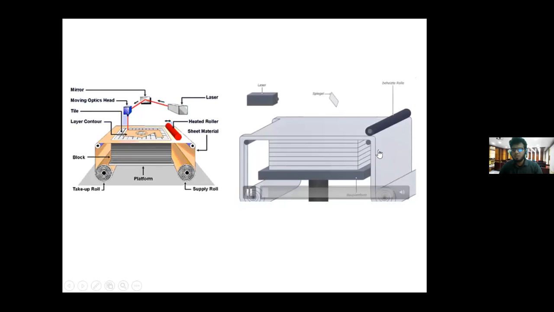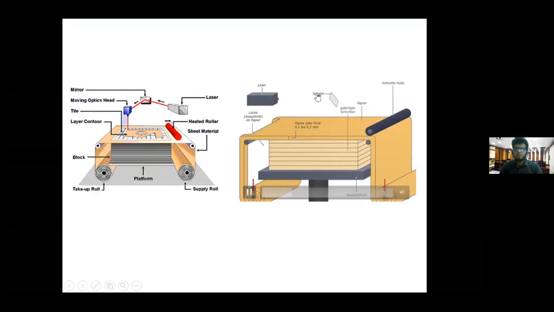This is the installed raw material of films, and this is the feeder, and this is the base platform where the laser will be targeted. This is the laser, and this is the spin gel, which is actually an actuator and directs the laser where it should travel according to the 3D data.